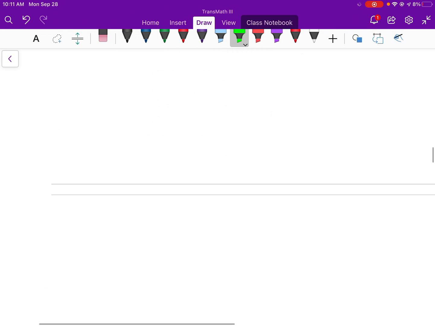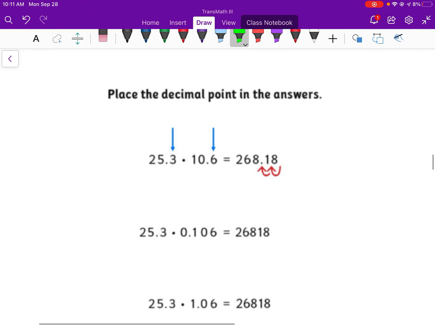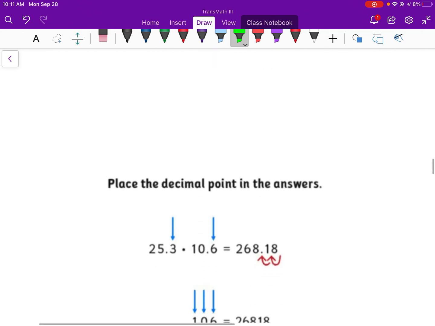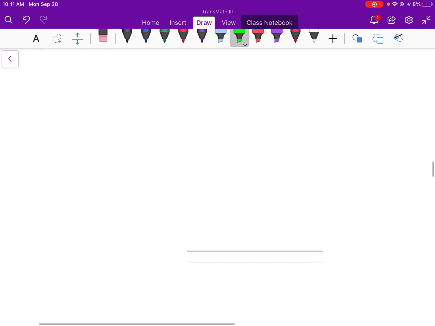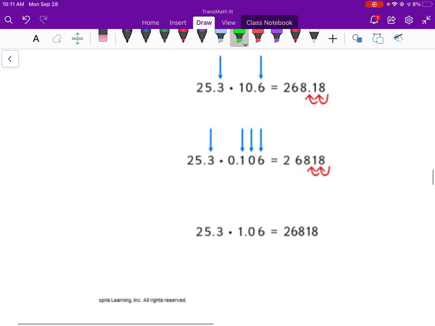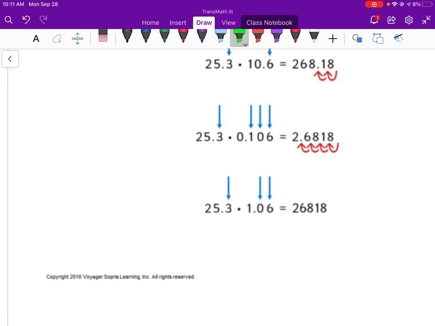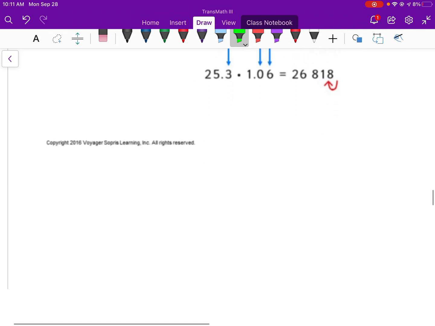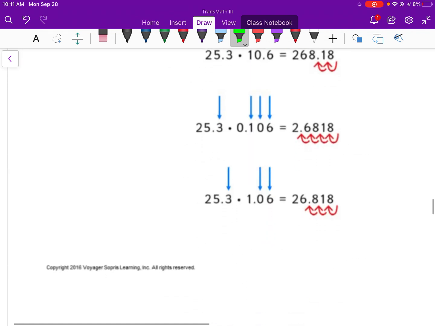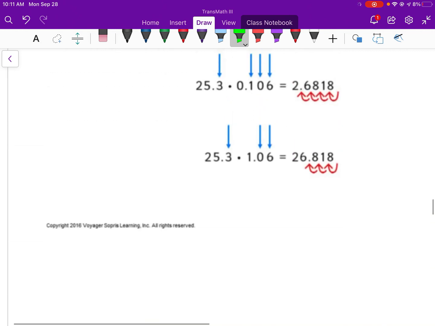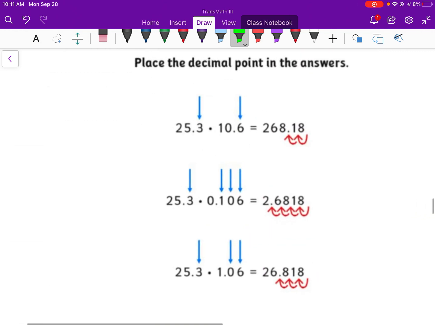This will just emphasize it a little bit more. 2 decimal places, so we move it over 2 places for 268.18. In the second problem, again, we said we had 4, so moving that decimal place over 4 times, 1, 2, 3, 4, to give us 2.6818. And then the final one, 3 decimal places, so again, between that 6 and the 8, when we move over those 3 decimal places. As you can tell here, first one, 2 decimal places, we moved over twice. Second one, 4 decimal places, moved it over 4 times. And the last one, 3 decimal places, so we move it over 3 times.